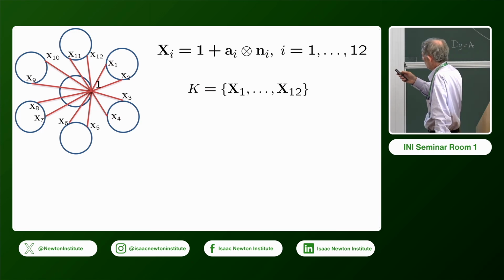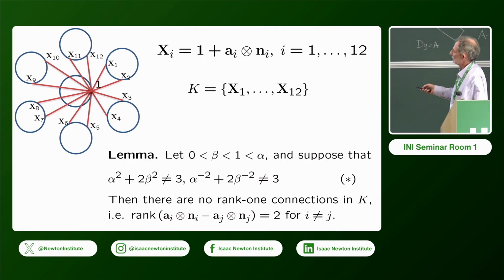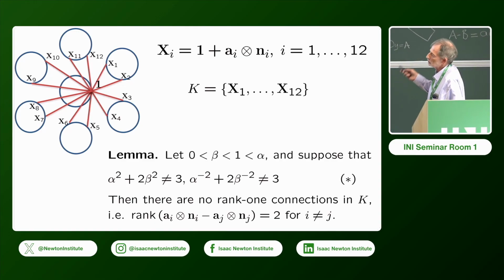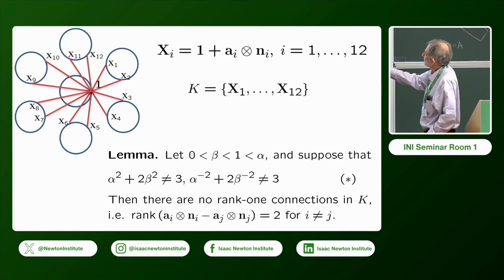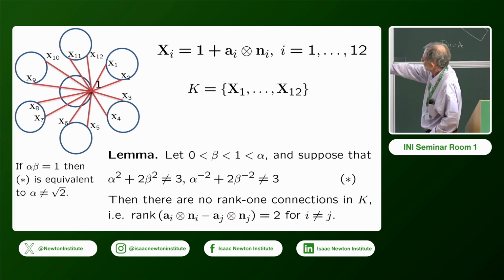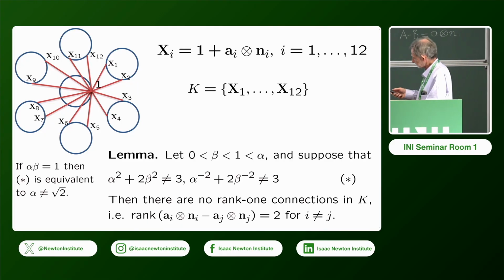So we have these 12 matrices. There were 12 colors in the picture. That's not a coincidence, of course. And here's a lemma. If these inequalities hold, then there are no rank 1 connections between any pair of these xi's. So you can't make an interface between any of these 12 gradients. In the case when alpha beta is 1, that condition is equivalent to alpha not equal to root 2. And of course alpha is nowhere near root 2. Alpha is pretty close to 1.